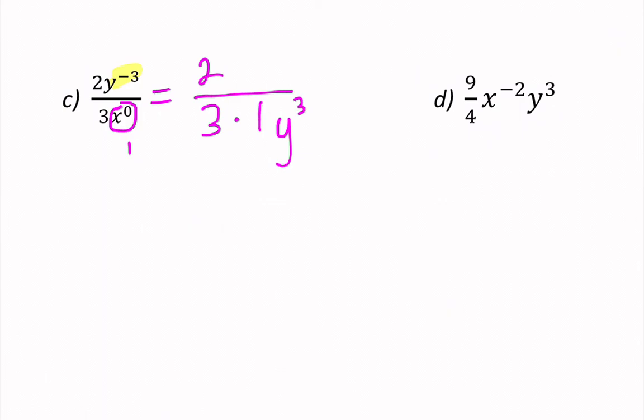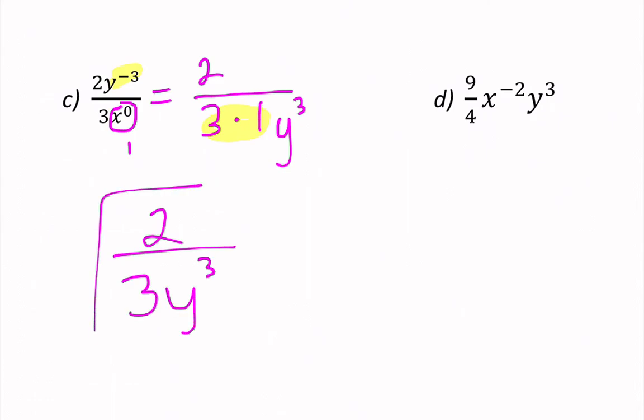Okay, I'm not going to leave my answer like this because I can simplify 3 times 1. So I know on the top I have a 2. 3 times 1 on the bottom is a 3. And y to the third. Okay, so again, notice 3 times 1. A times 1 doesn't change anything, so I really could have just crossed that out.